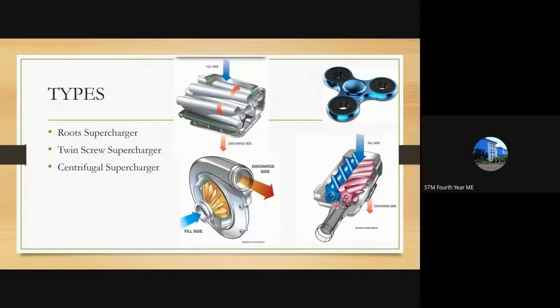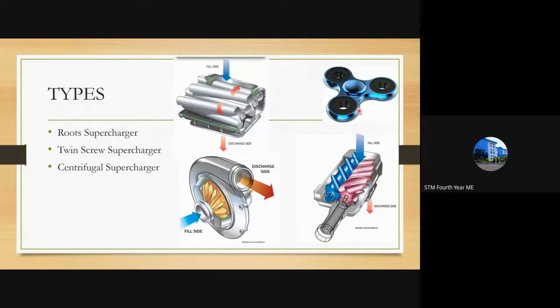So this is a twin screw supercharger. It is in the shape of a screw, a helical screw. You can see it like this, and it is coupled to the shaft here. One rotation of this shaft will facilitate the rotation of this screw itself due to the engagement or the meshing of these two screws. So if this screw rotates, this also rotates. Okay, so the air is sucked through here and then discharged to here, to where the compressed air is going.